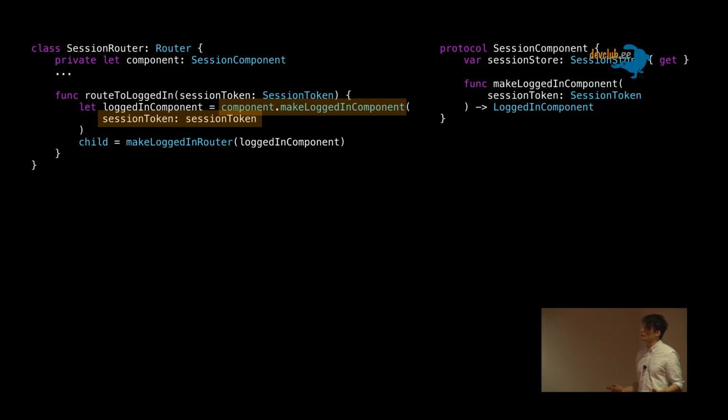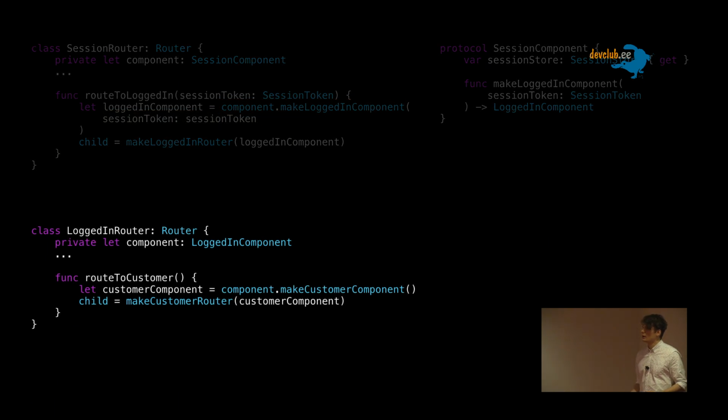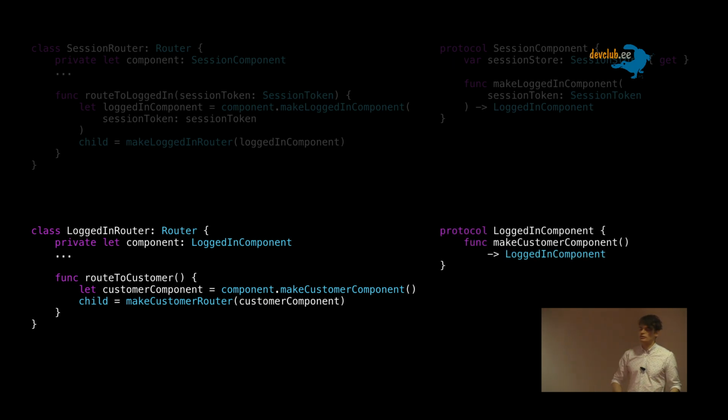And it's really simple. We have router and what we need for this router to function. After the session, we have logged in, and we have the same thing here. Logged in also has its own component. It uses the component to create the subcomponent and attach the child node. And its component is even more trivial. It just declares that it's able to create a subcomponent.